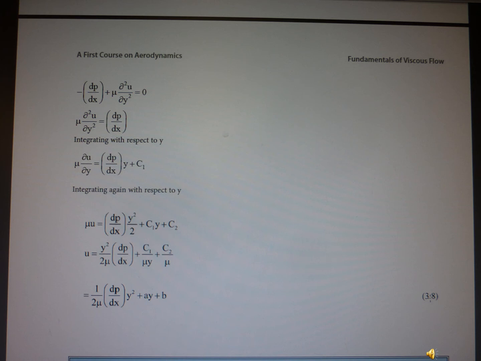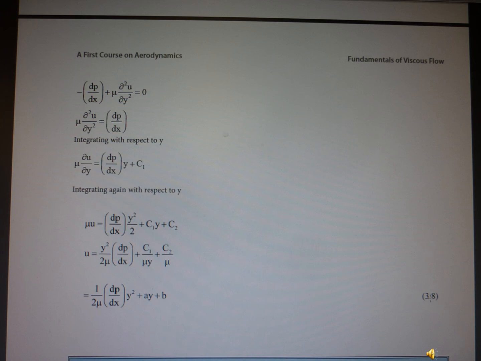So by integration, we follow the integration step. So mu u equals dp by dx multiplied by y square by 2 plus c1 y plus c2. So u equals y square by 2 mu multiplied by dp by dx plus c1 by mu y plus c2 by mu, equal to 1 by 2 mu multiplied by dp by dx y square plus ay plus b. So that equation we got.